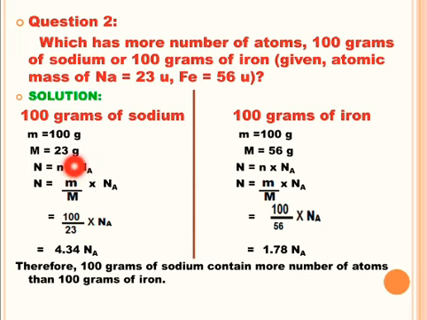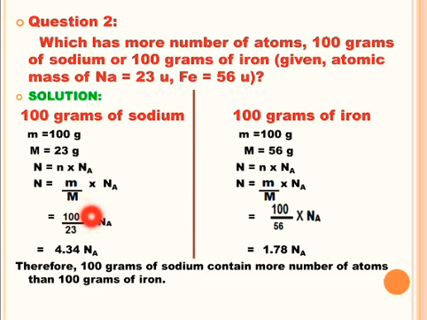We can calculate the value of small n from the formula n is equal to small m divided by capital M, because small m we know and capital M we also know, and multiply it with Avogadro number. So what we have to do? We have to put the values now. What is the value of small m? That is 100 grams. What is the value of capital M? That is 23 grams. So multiply 100 by 23 with Avogadro number, that is Na.